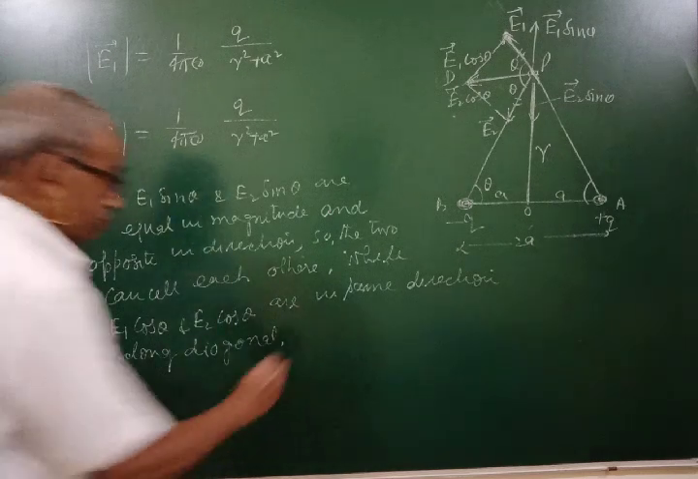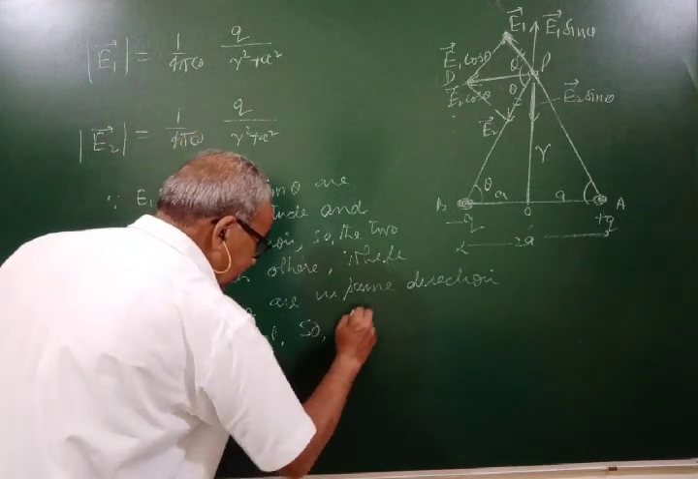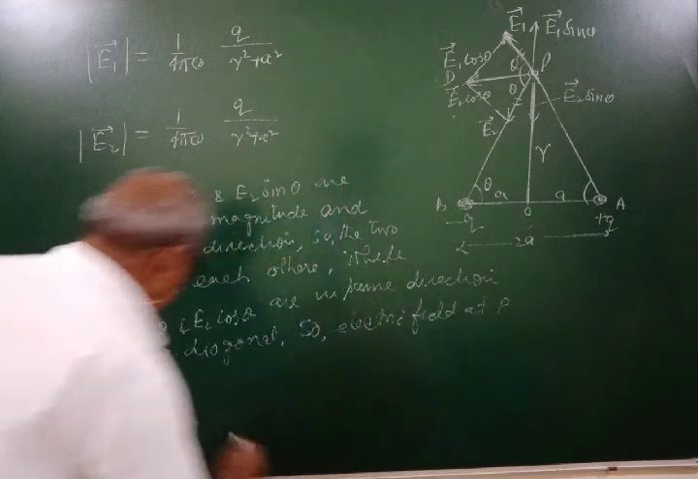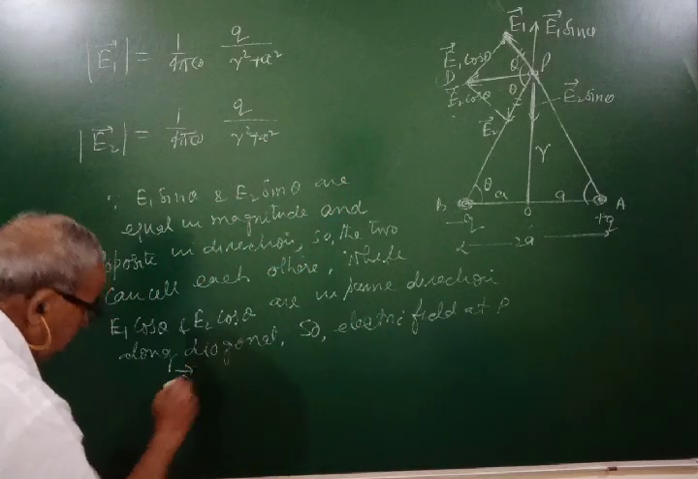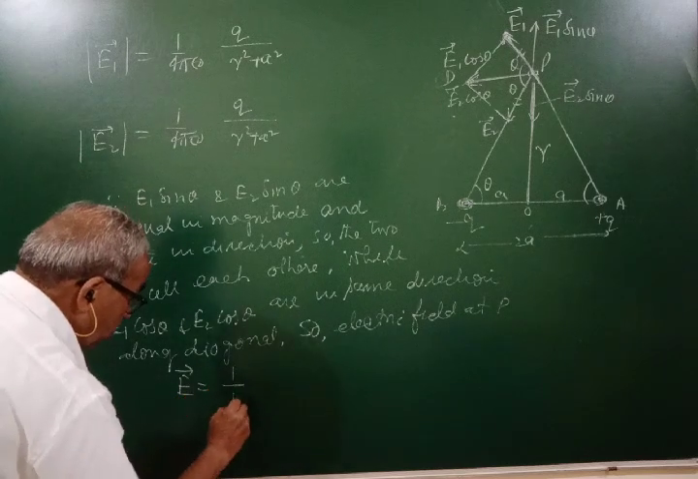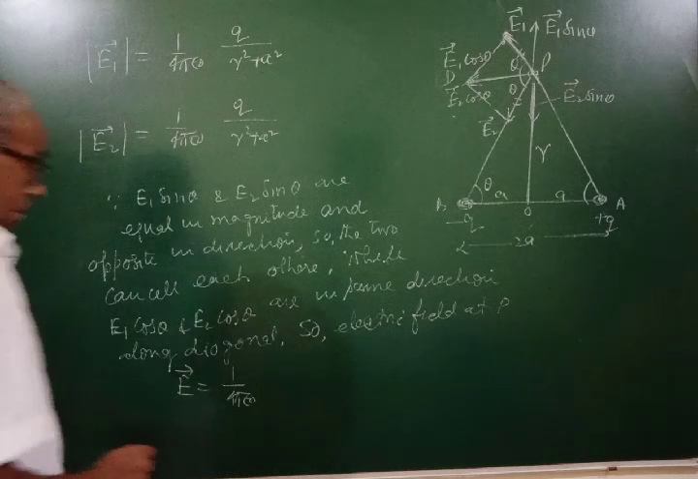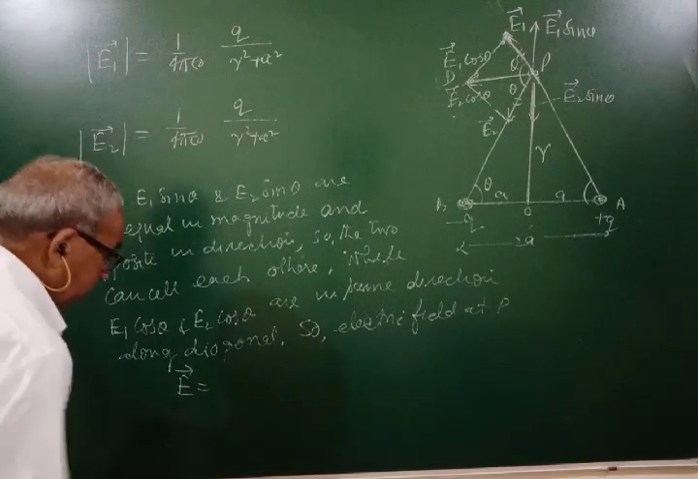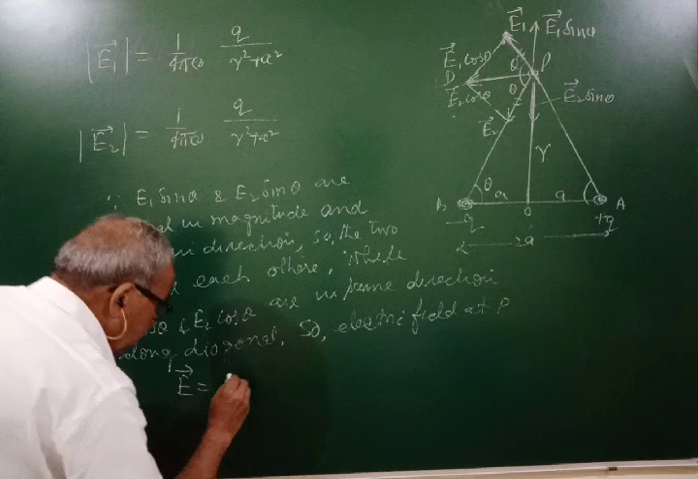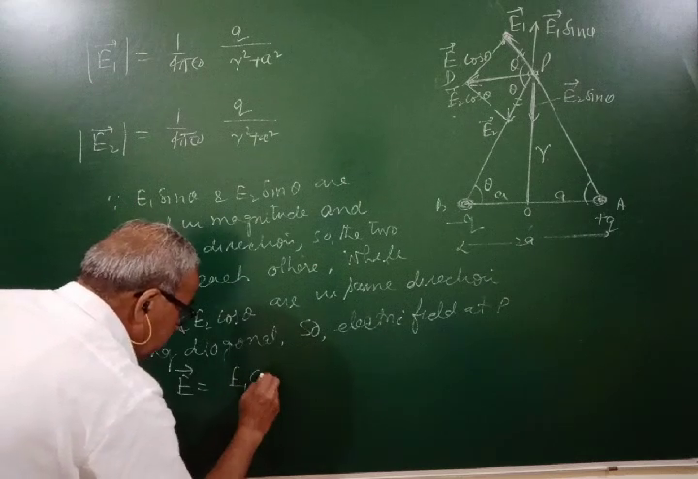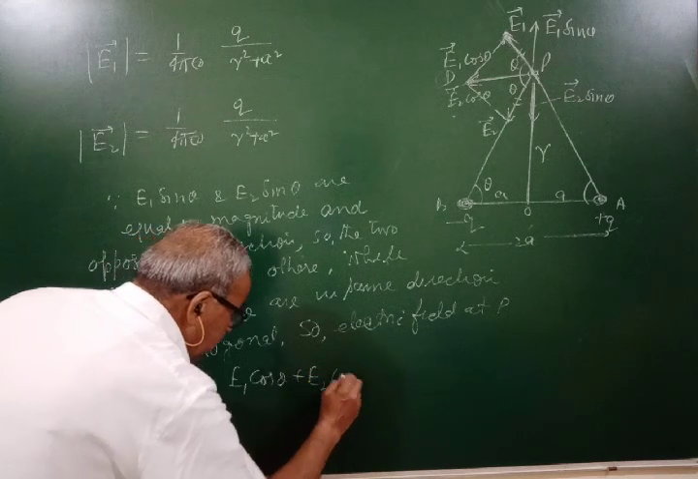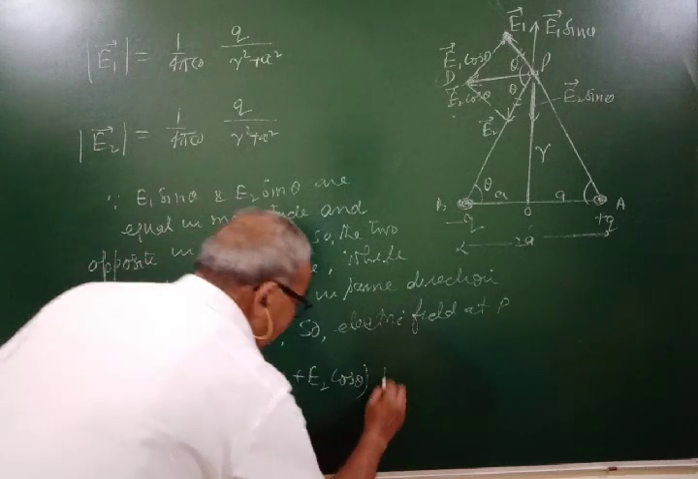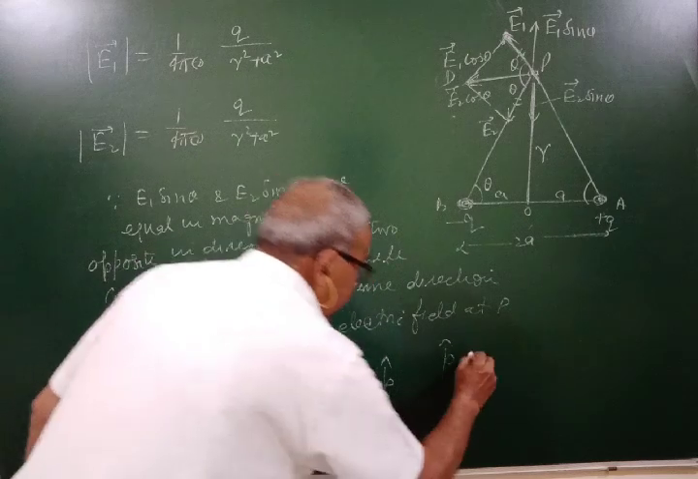So the resultant field at P, the electric field at P, E is equal to, first I write, E1 cos theta plus E2 cos theta, with a minus sign and P cap. P cap is the unit vector.